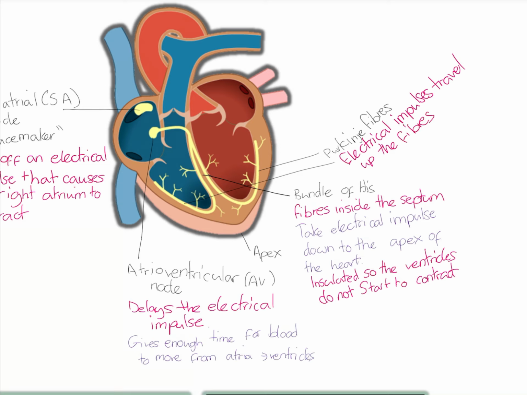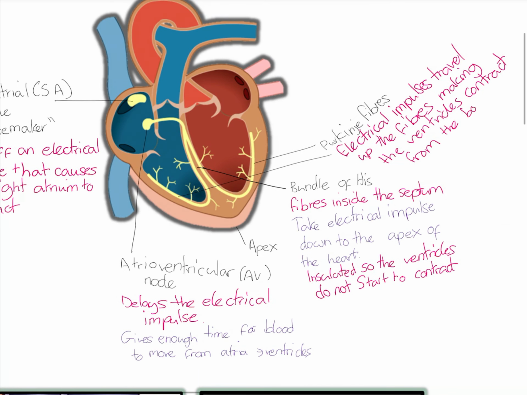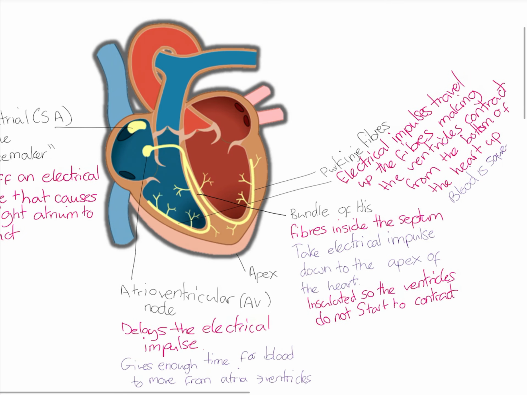They allow the electrical impulse to spread from the apex of the heart up through the walls of the ventricles. And here they are not insulated in the same way as the bundle of His was, and so they will initiate contraction of the ventricles from the base of the heart upwards. This is really important because it will squeeze the blood upwards, causing as much blood as possible to be forced out at as high pressure as possible from the ventricles out into the arteries.